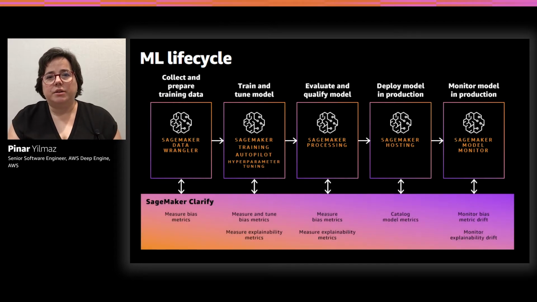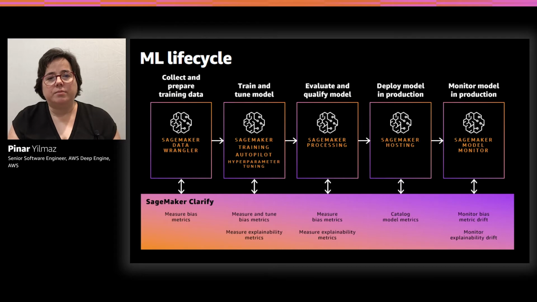If you consider the machine learning lifecycle, as we were talking earlier, we start by collecting and preparing data, and SageMaker Data Wrangler will allow you to run a bias report to understand the bias metrics in your dataset before you even start training. Next, we're going to train and tune the model using SageMaker training, Autopilot, or hyperparameter tuning. And at the end, we will have a potential viable model, and we can use our processing job with our first-party container to understand the bias metrics and explainability metrics, given the combination of the dataset and the model.